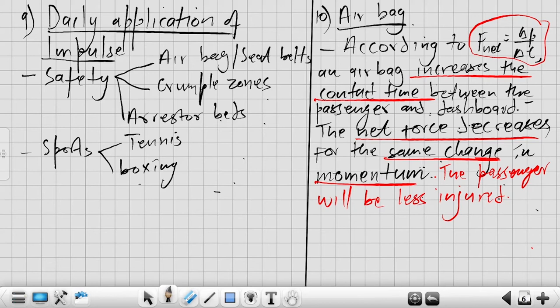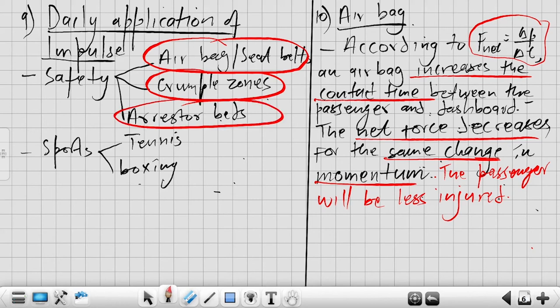So kindly emphasize that according to F net is equal to change in P over change in T, when the airbag inflates, it increases the contact time between the passenger and the dashboard. Once the contact time is increased, the net force decreases for the same change in momentum, because the momentum will remain the same, as we are talking of the same object. Therefore, the passenger will be less injured. So we are expected to apply this to the situation, hence I said it will be basically the same for an airbag, seatbelt, crumple zone, and arrestor bed, as well as for tennis and boxing.